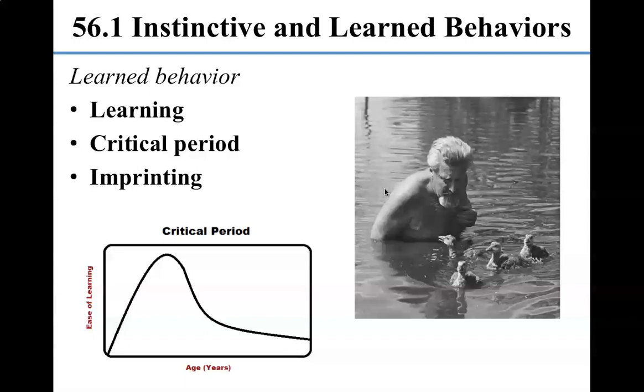whatever he did. Later on, when they reached sexual maturity, the ducks would even try to court and mate with humans. So in other words, the fact that they were imprinted during that critical learning period changed their behavior, and they learned that humans are a parent figure.